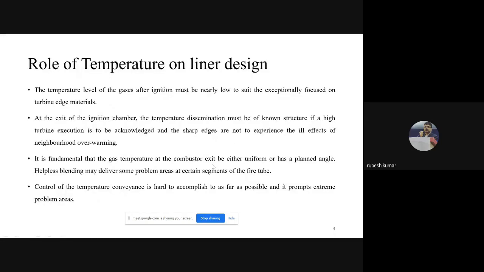So, the role of temperature on liner design: why do we need more concentration on the temperature? Because, as I told you, the temperature of the flue gases coming from the combustor, due to the combustion of air and fuel, may affect the turbine blade materials. So definitely this temperature should be known. That is, the thermal profiling of these components is very much necessary. If the thermal profiling of the components is not done, we can't select the material for the fabrication of the liner.